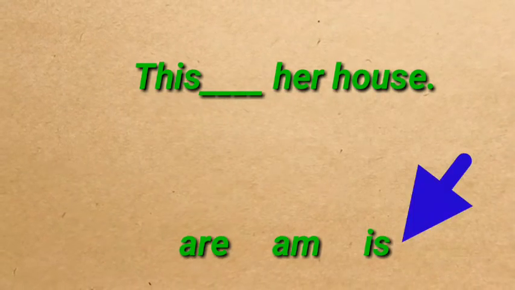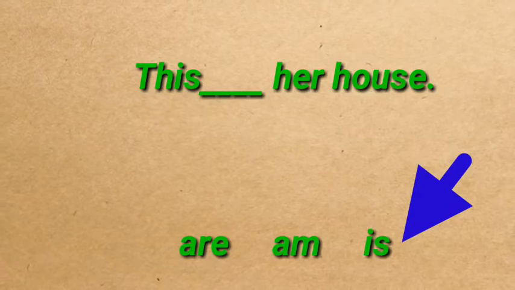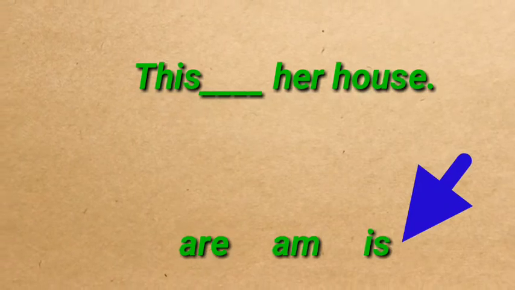So the next sentence is "This dash her house." Students, please, am or is? Three options are there. A student must understand something, think for some time, and then finalize it. "Is" is the correct option. So "This is her house" is the correct sentence.